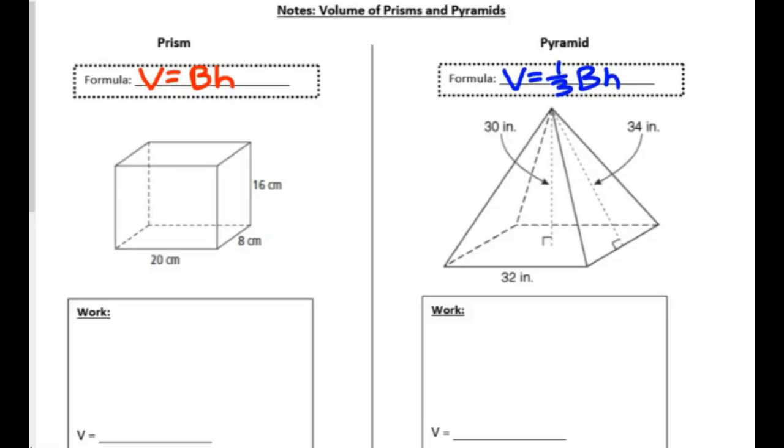So, first one, we need to know what's B, what's H. Now, for B, capital B stands for what? Area of the base. So, this shape is a rectangle. How do I find the area if the length and width are 20 and 8? 20 times 8, length times width. Very good. So remember that. Capital B, if it's a rectangle, is length times width. So 20 times 8 is 160.